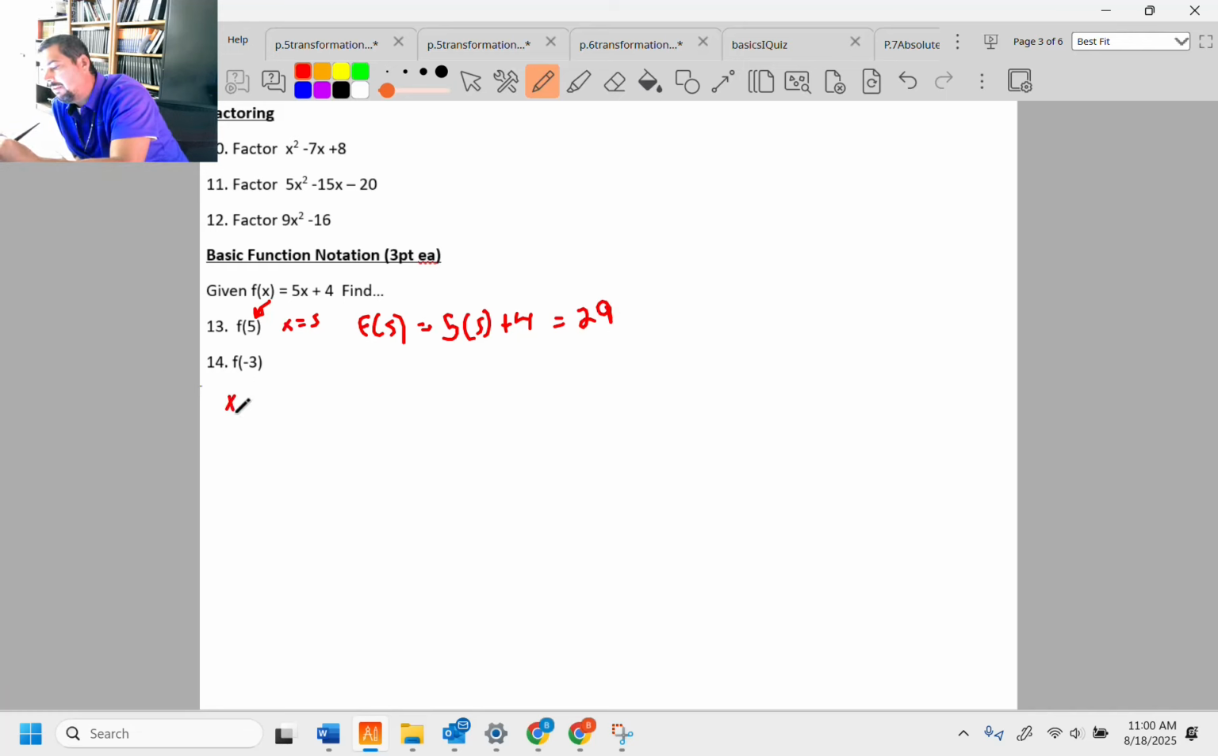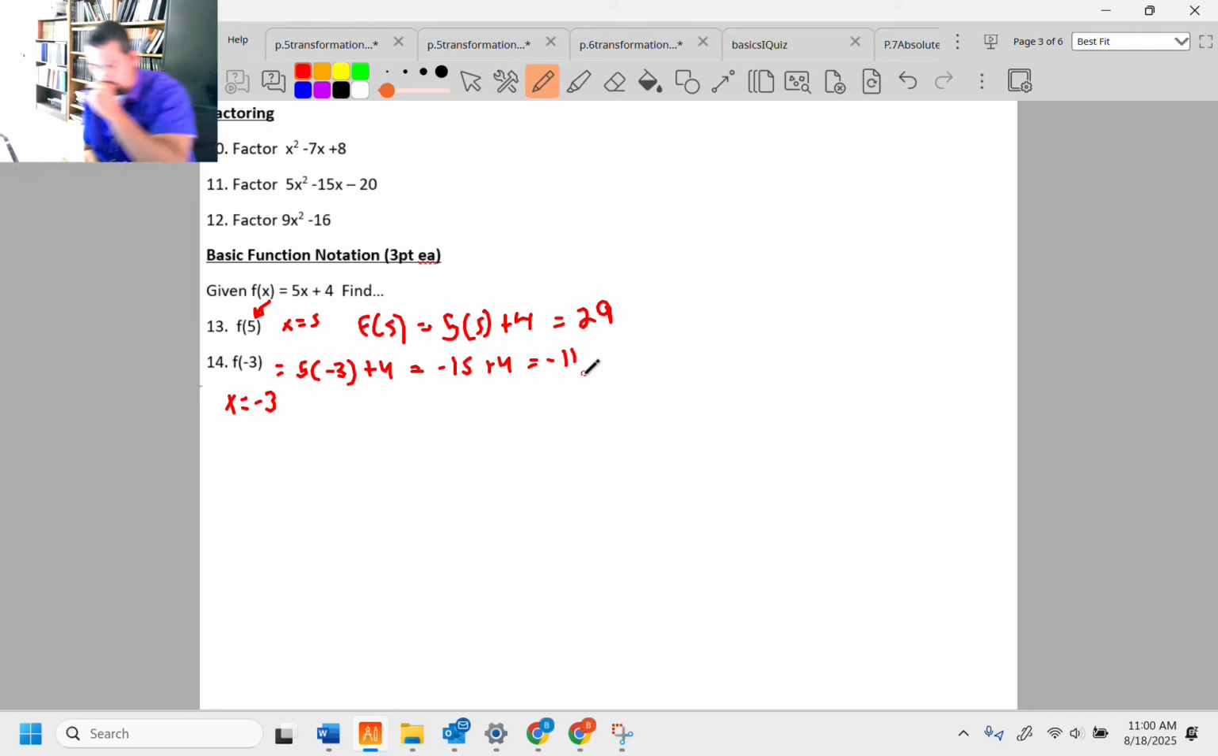F of negative 3 means x is negative 3. So it's going to be 5 times a negative 3, add 4. 5 times a negative 3 is negative 15. If you add 4 to that, you're sitting at negative 11.